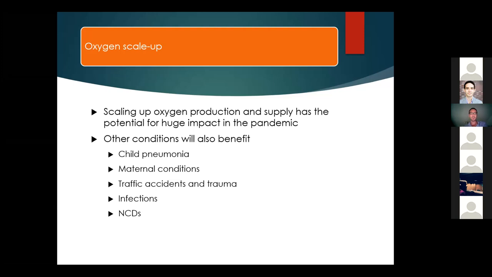So if we have improved oxygen production and supply systems around the world, this really could lead to something positive coming out of this horrible pandemic. Could be the legacy that we take forwards for the next 10, 20 years.